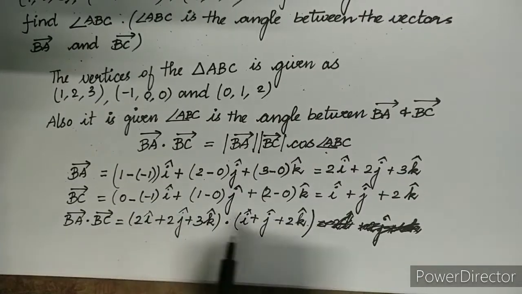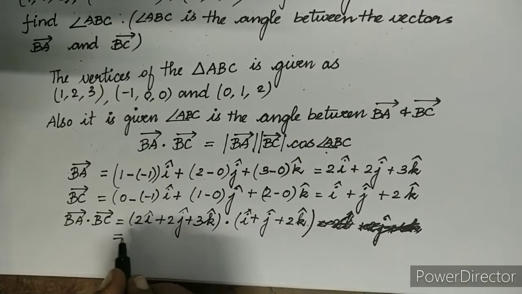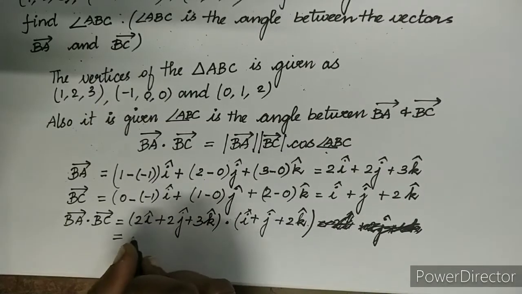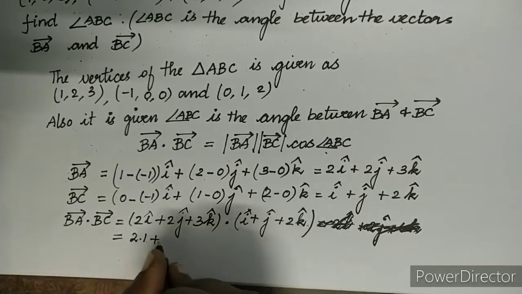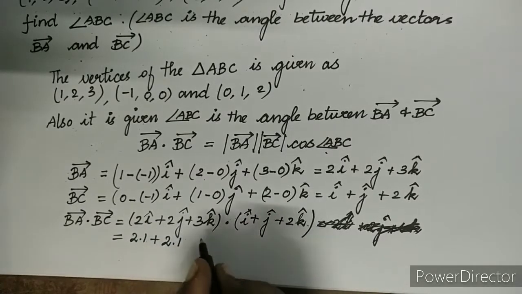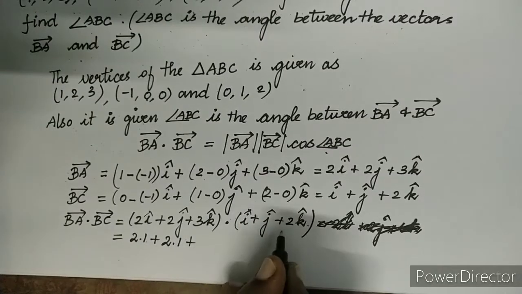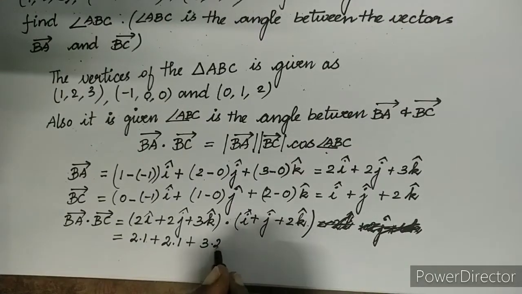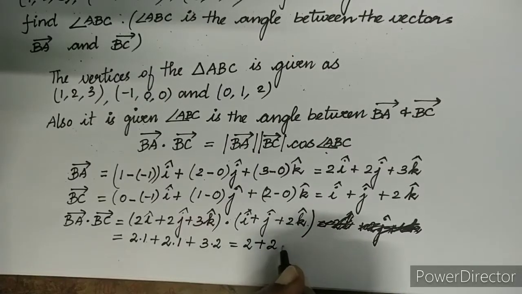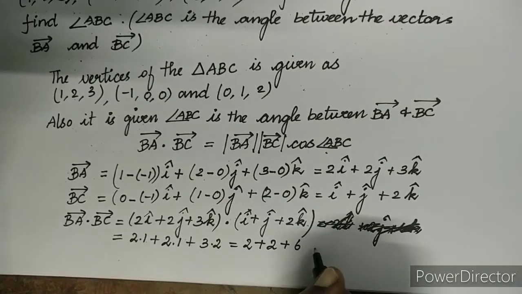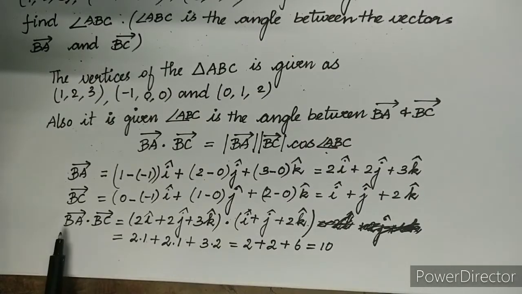We will find the dot product of these two vectors, that is 2 into 1 plus again 2 into 1 plus 3 into 2, which is equal to 2 into 1 is 2, 2 into 1 is 2, plus 3 into 2 is 6. 2 plus 2 is 4, 4 plus 6 is 10. So our dot product of BA vector dot BC vector is 10.